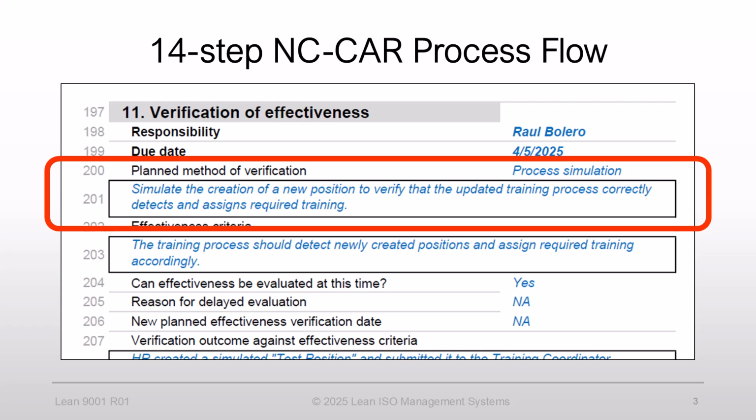Let's revisit our example. The nonconformity stated that an employee in the new position wasn't trained because the training matrix didn't capture new positions or assign training. Our corrective actions were to revise the training matrix and perform validation. We updated the matrix from revision 3 to 4. Validation showed that new positions could now be added and training assigned. This was a good start, but how can we demonstrate that the revised process is effective?